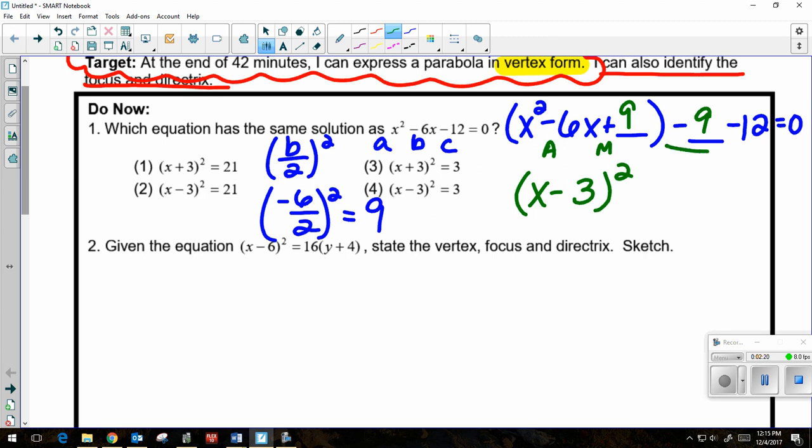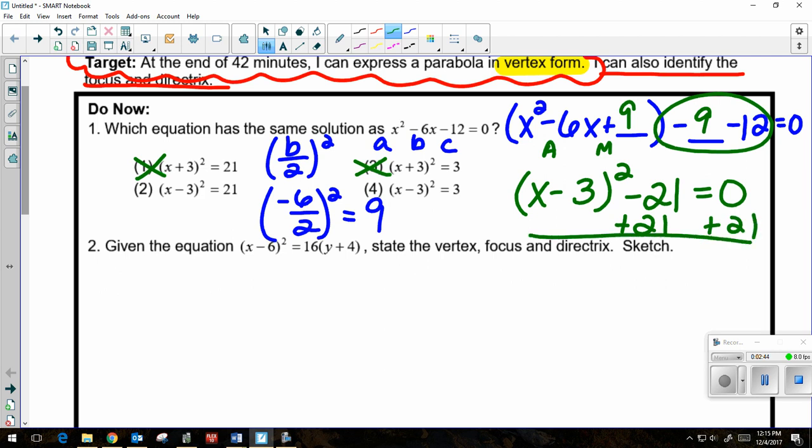And then I'm going to combine these 2 outside pieces, a negative 9 and a negative 12. Negative 9 plus negative 12 gives me negative 21, and then I still have equals 0. So looking at my answer choices, I'm going to cross off choices 3 and 1 because they have a plus 3. Then they moved their 21 to the other side, so I could just add 21 to both sides, which is where I end up with choice 2 as my answer. And that's going to be useful for today's lesson.